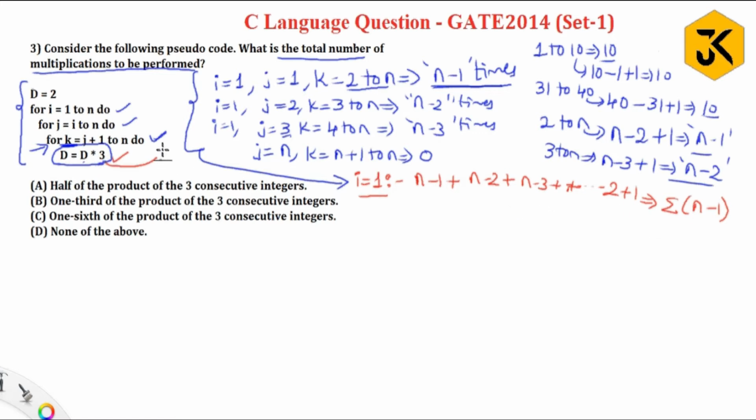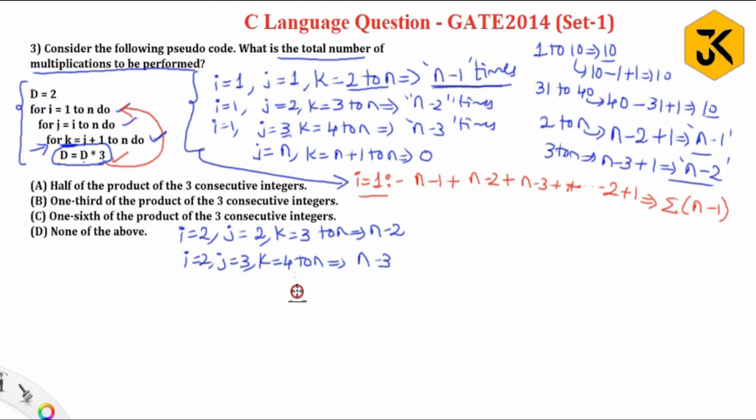Now let's come to the next block. Now i value will be 2. When i is 2, j will be 2 and k will go from 3 to n. You know k from 3 to n means it is going to execute n minus 2 times. Now i equals 2, j equals 3, k goes from 4 to n, which means n minus 3, and so on. Finally j will be n, and k will go from n plus 1 to n, which means 0.